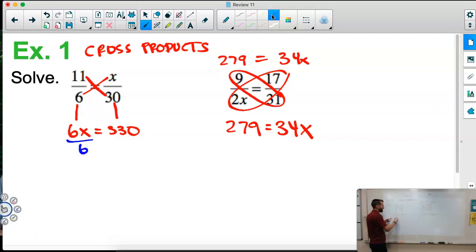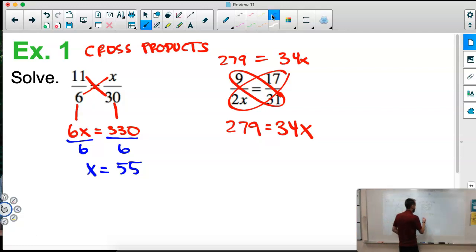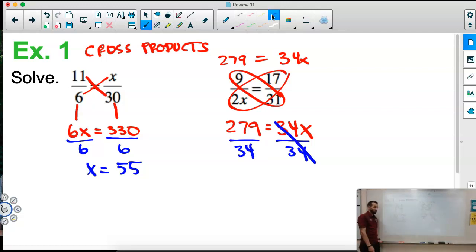meaning to get x by itself, I divide by 6 on both sides. And we are going to get, if I do my math right here, 55. On the other side, divide both sides by 34. A lot of times when we cross multiply, by the way, you're going to get larger numbers. And so this would be a situation where I'm okay if you pull out a calculator to do some of these.